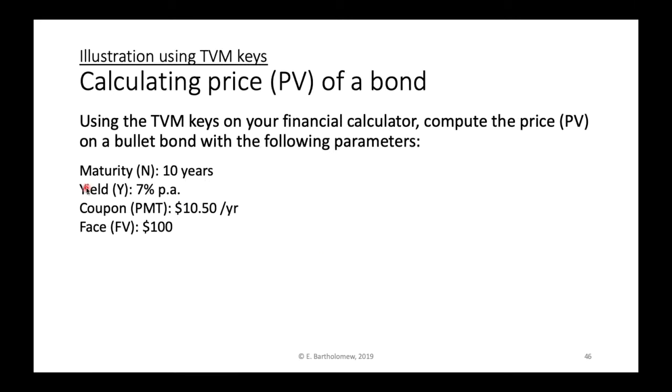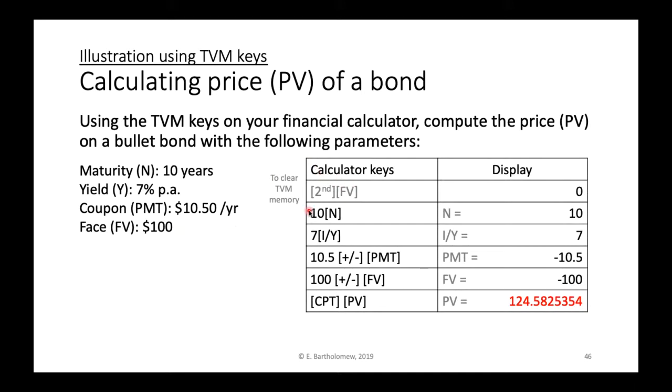Okay, so let's look at our first problem. We're going to calculate the price of a bond using the PV key. So we know the maturity, 10 years. We know the yield, 7%. We know the coupon payment. We'll say it's $10.50 per year, or we could think of it as 10.5%. And then face value $100 or 100%. On these, make sure they're measured on the same scale. So if you're doing it in dollars, that's fine. This could be the dollars, and this could be the dollars. Or if you're doing it in percent and you put in 10.5%, remember you need to put 100% in here, so you put 100.